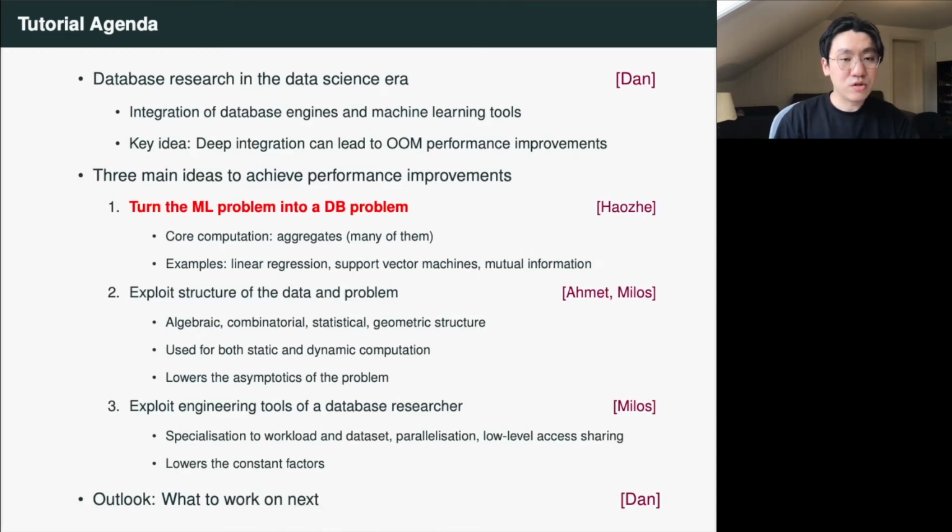As the agenda shows, I will present our first idea, turn the machine learning problems into database problems. I will show this idea with three examples: linear regression, support vector machines, and mutual information.